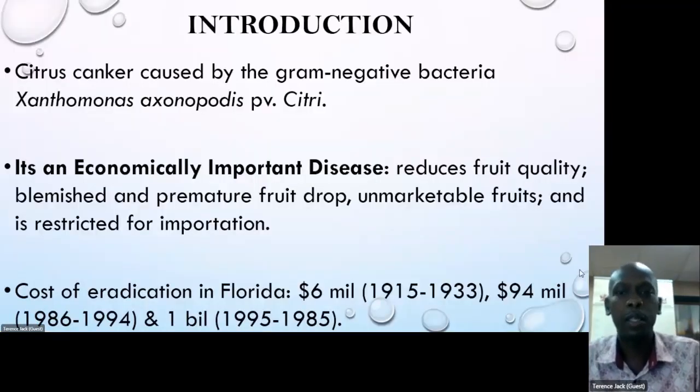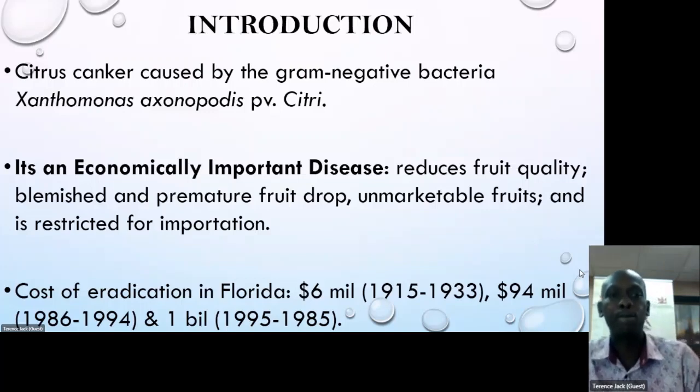So, Asian citrus canker, many of you may be wondering, what is this disease all about? Why is it so important? Well, Asian citrus canker is a bacterial disease. It is caused by the gram-negative bacterium Xanthomonas axonopodis pathovar citri. It is a serious disease of many commercial citrus varieties, and it has a wide host range.